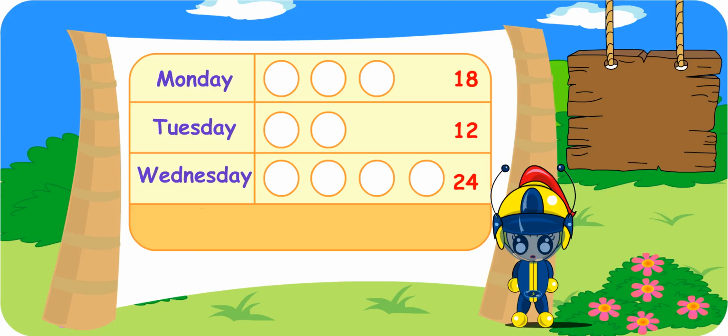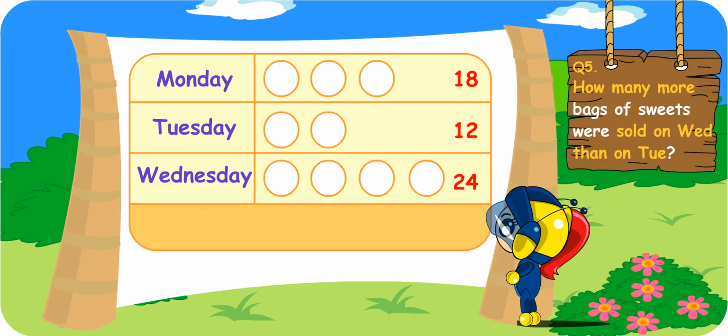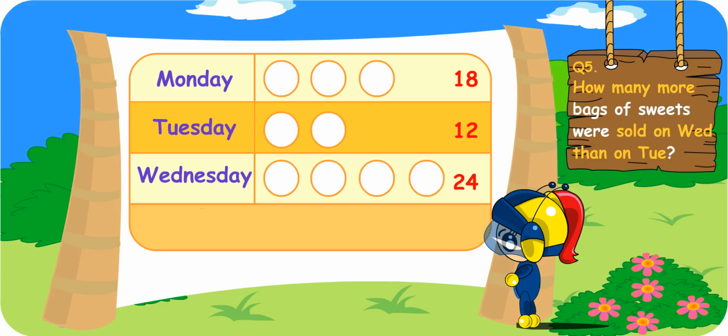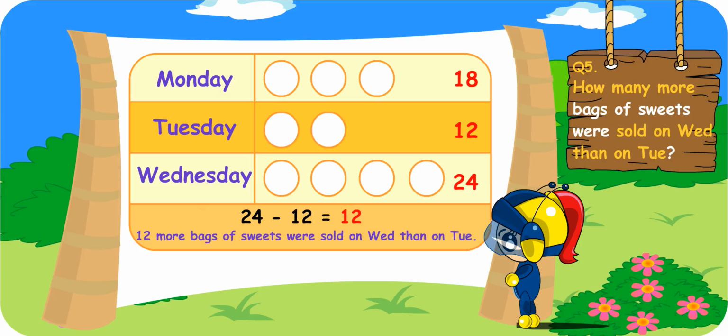Last question for you. How many more bags of sweets were sold on Wednesday than on Tuesday? 24 bags of sweets were sold on Wednesday and 12 bags of sweets were sold on Tuesday. 24 minus 12 equals 12. 12 more bags of sweets were sold on Wednesday than on Tuesday.